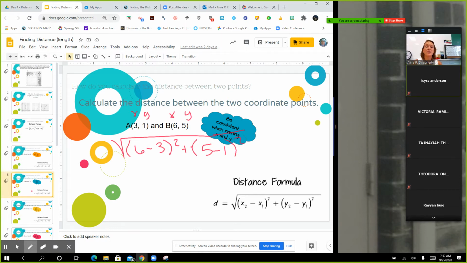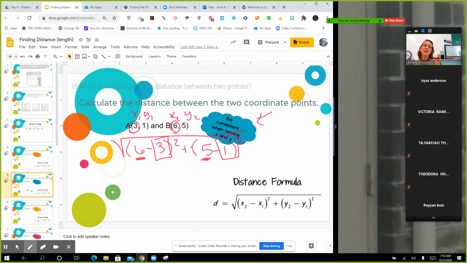We can do that. It's tempting to say no because a lot of teachers do X1, Y1, X2, Y2, and they force you to start with that 3. If it is easier to start with the second one, you can do that. You just have to be consistent. If the 6 comes first, then the 5 has to come first. If the 3 comes second, then the 1 has to come second. So you can use whichever pairs as long as you're consistent. That's what this little bubble means here.